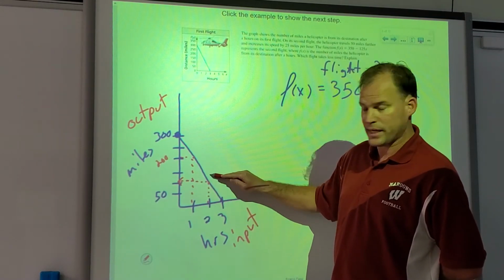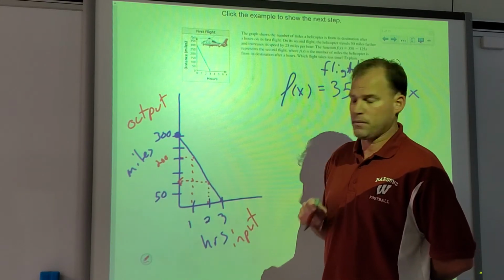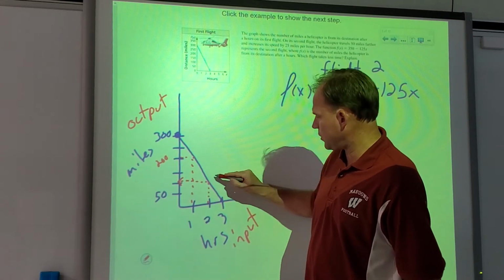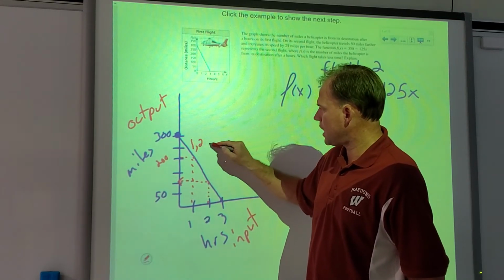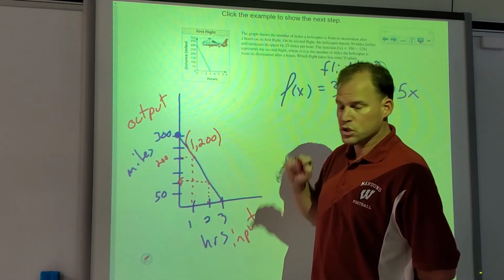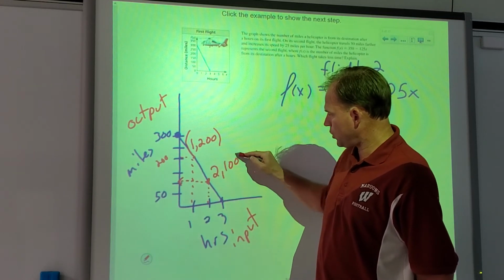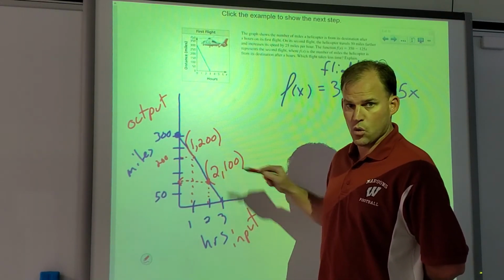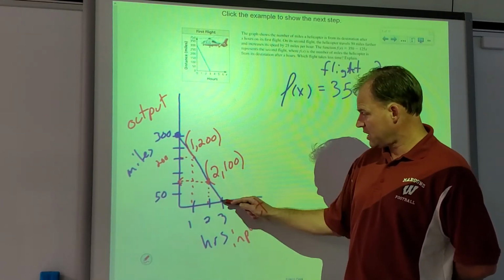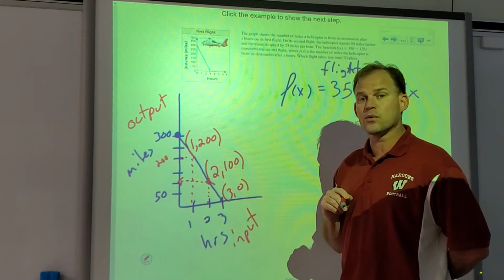In 2 hours of flight, I can read this graph, they're now 100 miles away. So the output is just going and reading over, finding the value. So this is 1, 200. Input, output, 1 hour of flight, 200 miles away. This point right here is 100. 2 hours of flight, 100 miles away. So you can read this graph here. This, 3 hours of flight, 0 miles away.